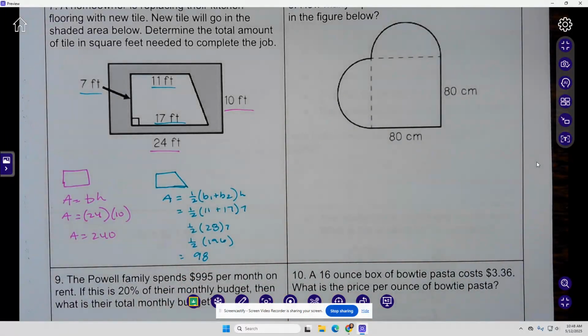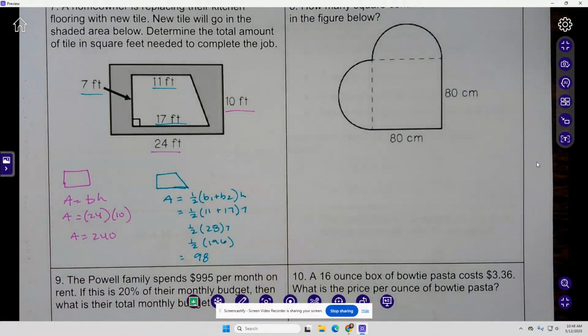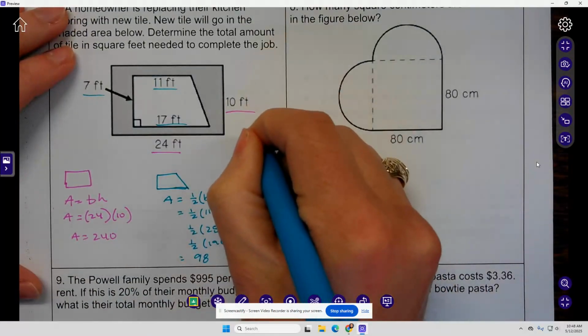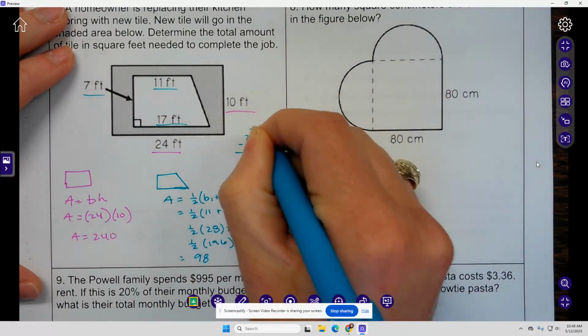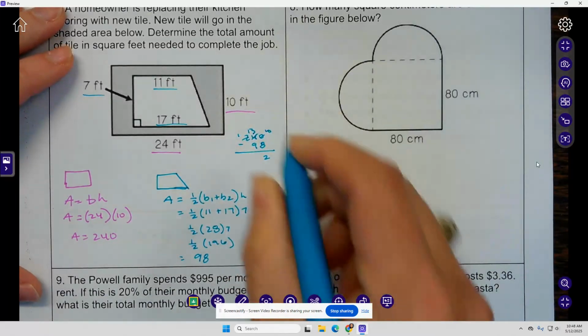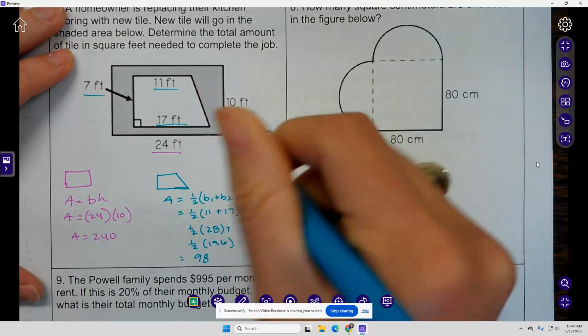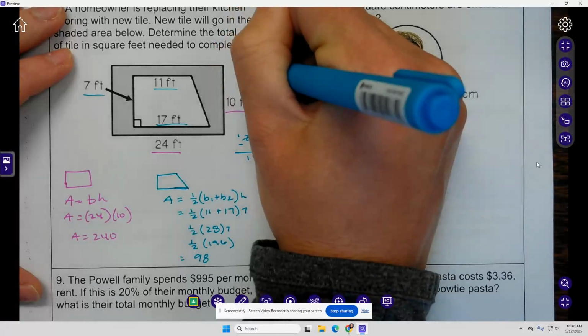Now remember, whenever you see shaded, the first operation that comes into your mind is subtraction. So 240 minus 98, I'm going to borrow. I'm going to borrow again. 13 minus 9 is 4. So my answer is 142 feet squared.